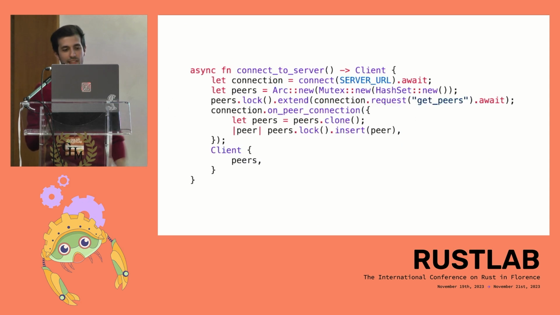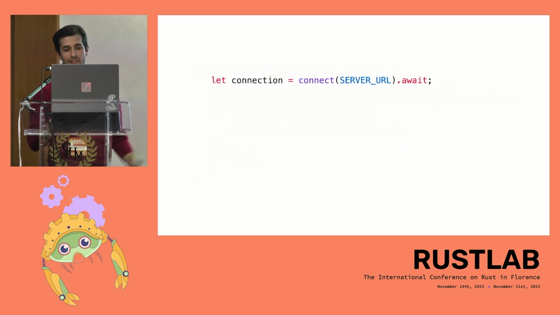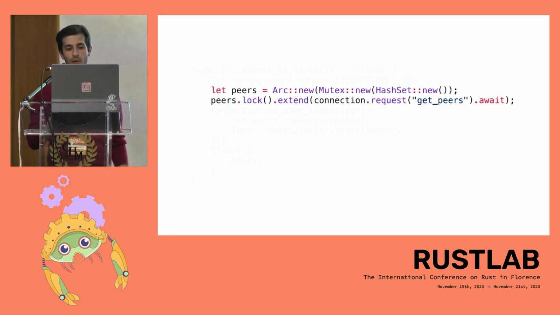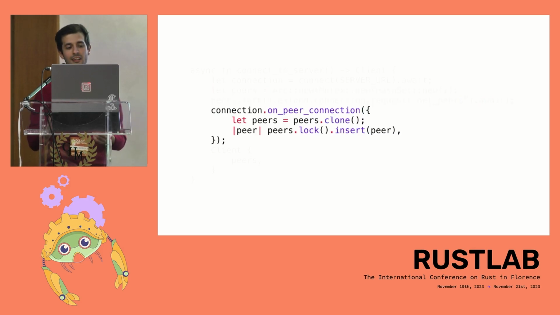So this is how connect to server works. Imagine we have a connect function that lets you connect to a certain server, and then over this connection, you can perform requests. In this case, we're trying to maintain this hash set of peers, and so we're requesting the initial set of peers from the server. The connection also lets you listen for new peers connecting to the server. Here you can see I'm passing a callback to get notified whenever a new peer joins, and so I'm maintaining that hash set.